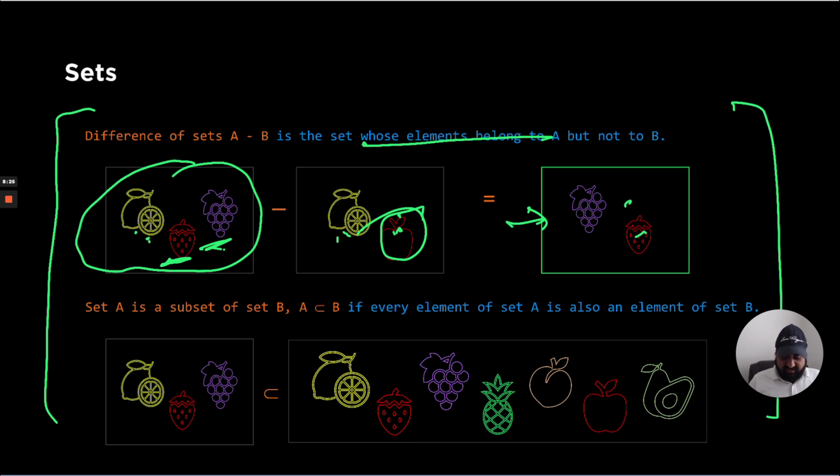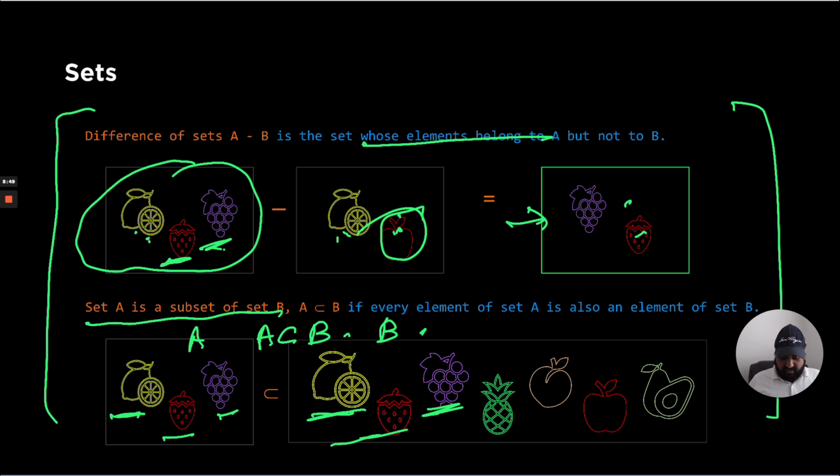The final operation is the subset operation, where set A is a subset of set B if every element of set A is also an element of set B. In this case, lemon, strawberry and grapes belong to this larger set, where this is set A and this is set B. So we denote that A is a subset of B, which is written with this notation. Let's say if we had a kiwi in this and kiwi is not in set B, then we would write that A is not a subset of B, which is written with this notation.